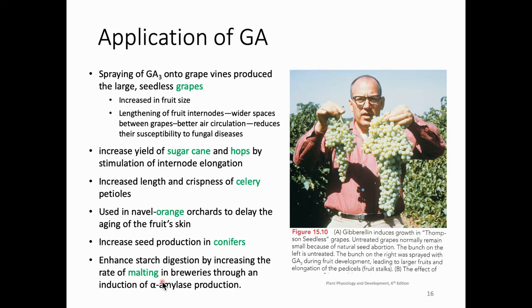The next one is to induce starch digestion, used for beer production or brewery. If you recall the alpha amylase experiment, alpha amylase can be induced by application of GA to release alpha amylase, and amylase will digest starch. That process also occurs in malt in the brewery industry.